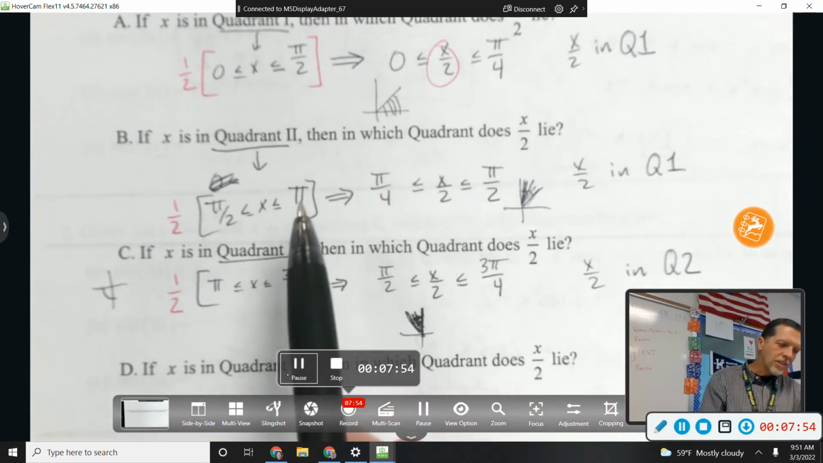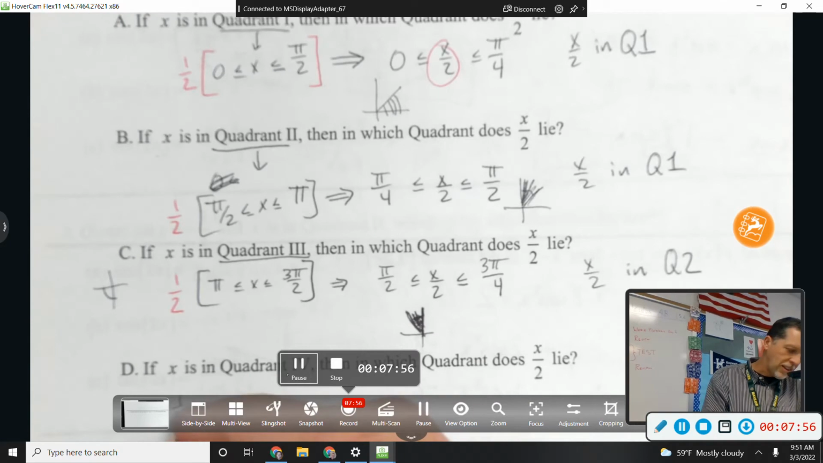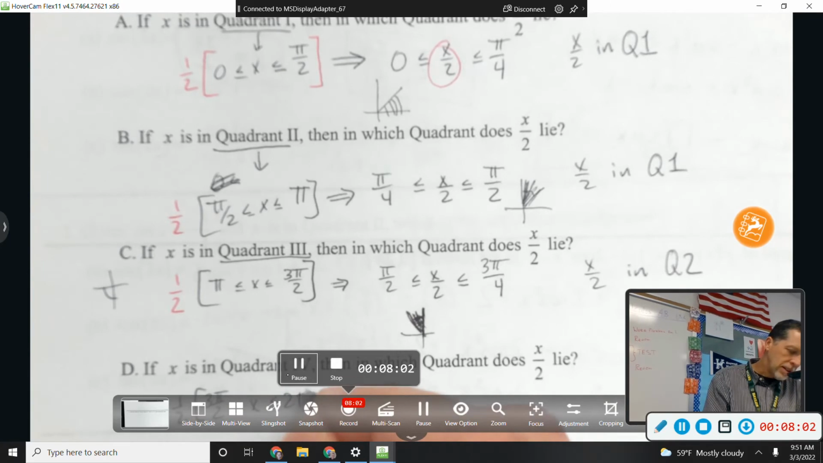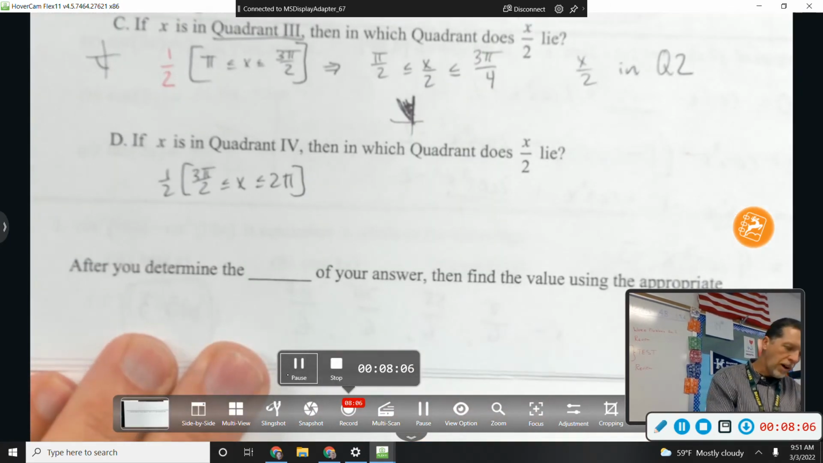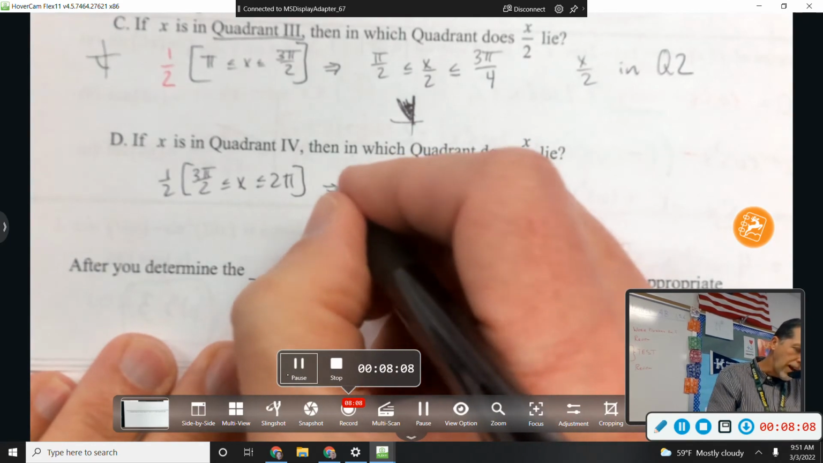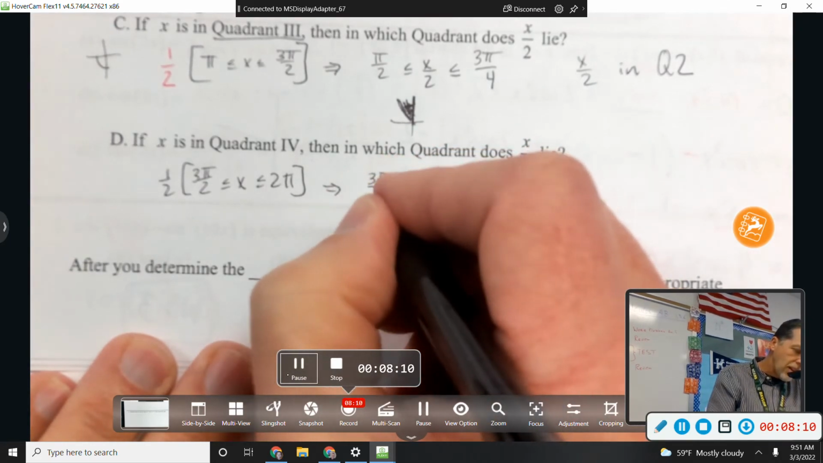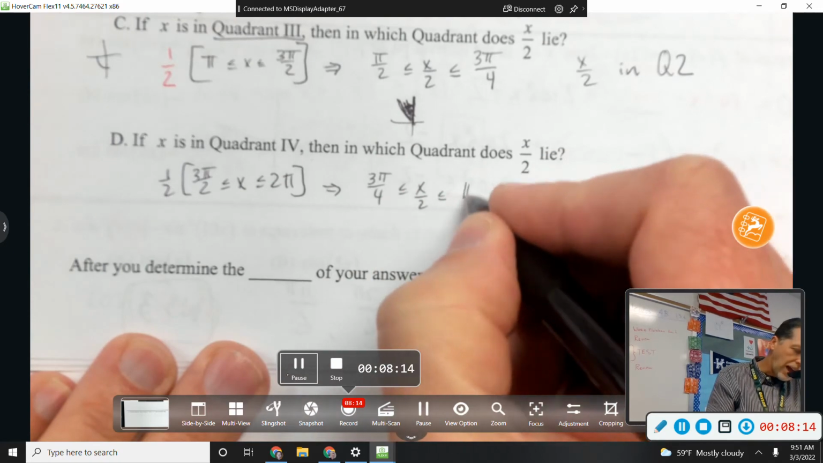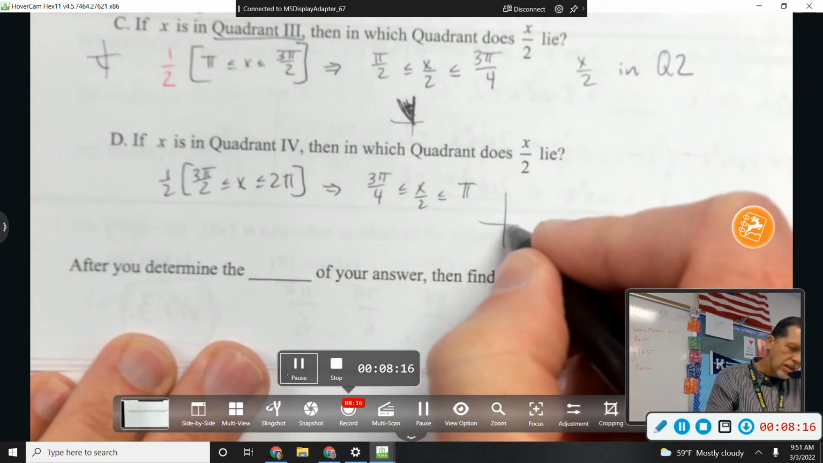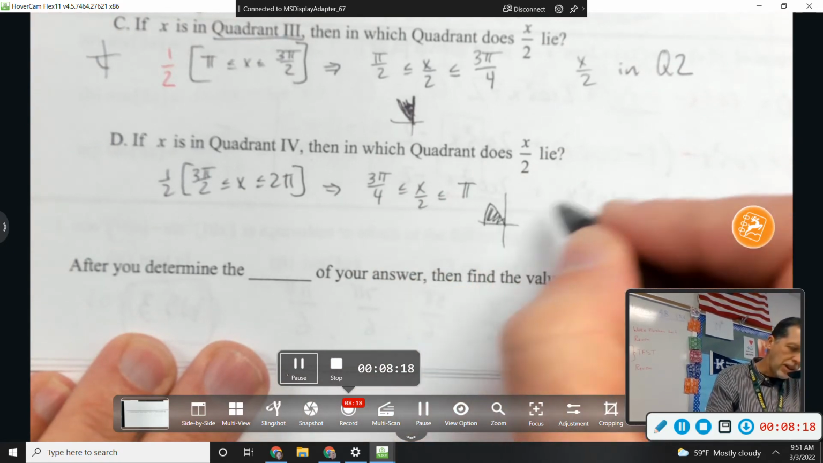So there's a couple ways to do this. Let me finish this out, and then I'll tell you the 2 different shortcuts that you might think about. So quadrant 4 is from 3 pi over 2 to 2 pi. So multiply by a half: 3 pi over 4 to pi. 3 pi over 4 to pi, that'd still be in quadrant 2.